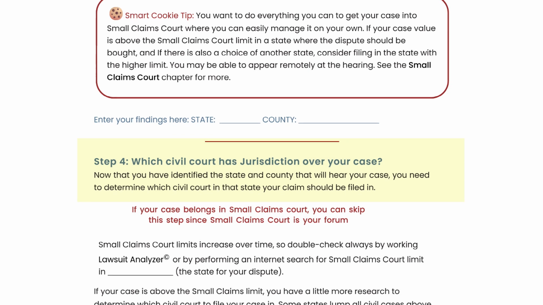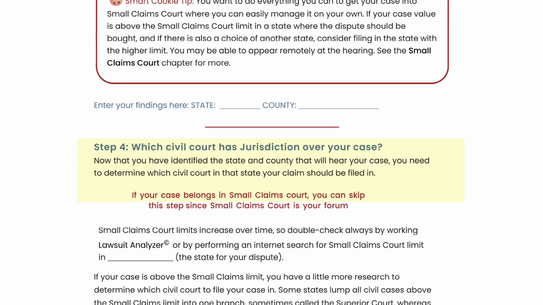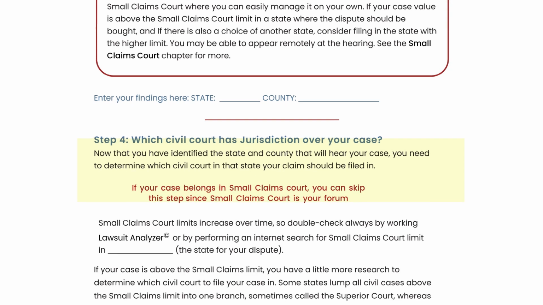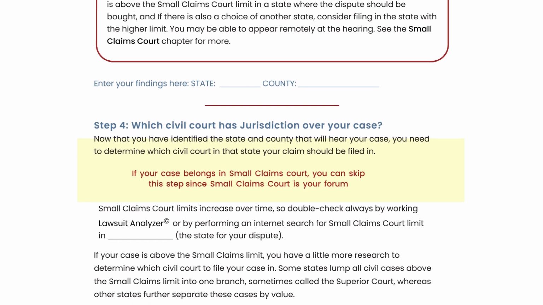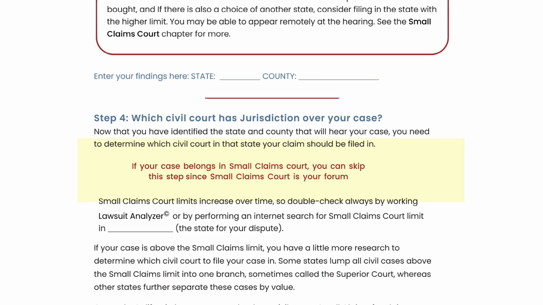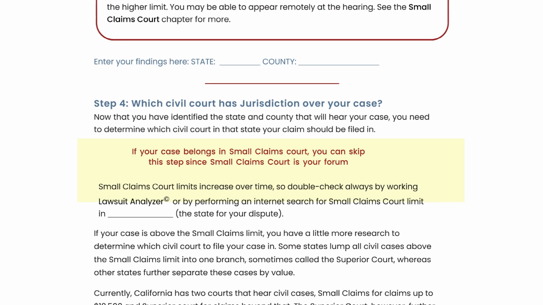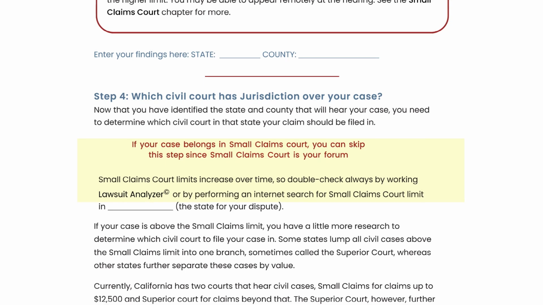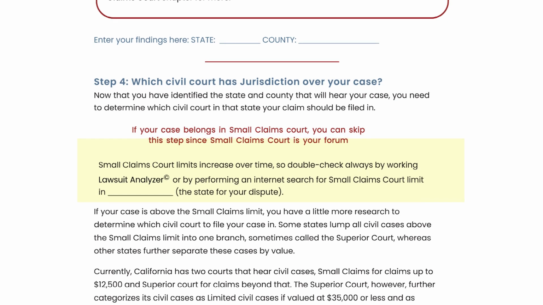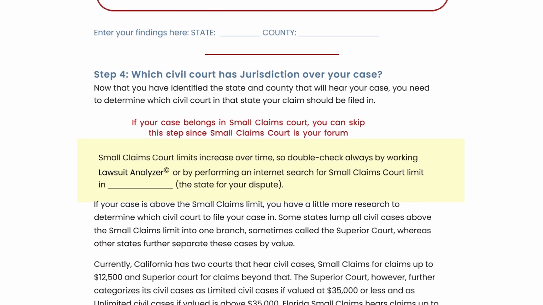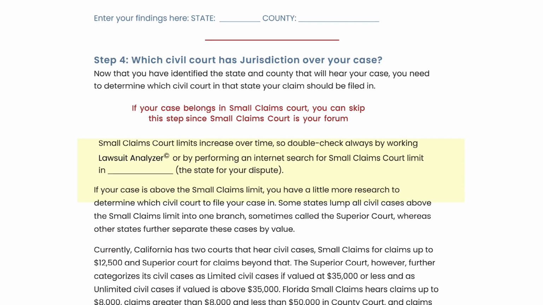Step 4. Which civil court has jurisdiction over your case? Now that you have identified the state and county that will hear your case, you need to determine which civil court in that state your claim should be filed in. If your case belongs in small claims court, you can skip this step since small claims court is your forum. Small claims court limits increase over time, so double-check always by working Lawsuit Analyzer or by performing an internet search for small claims court limit in the state for your dispute.